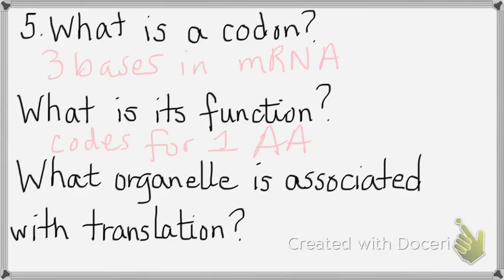Okay, so earlier today when we had our sentence that had DNA with an arrow to make more DNA, you said that was replication. DNA to RNA, you said that was called transcription. RNA to protein, you said that was called translation. So I want to know, what's the name of the organelle associated with translation? Ribosome. Good job.